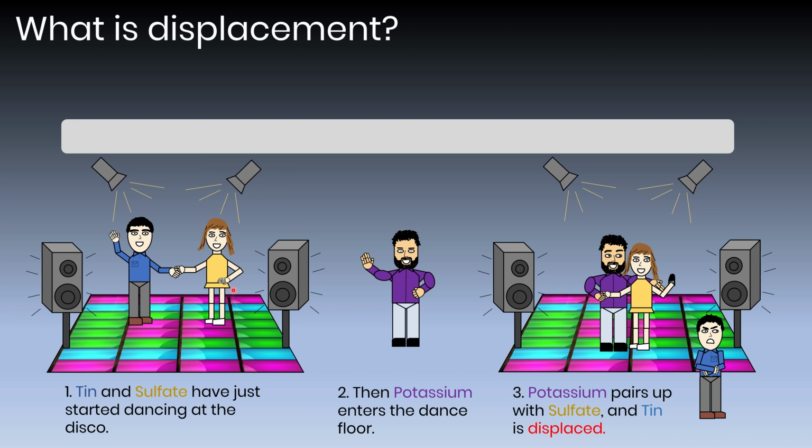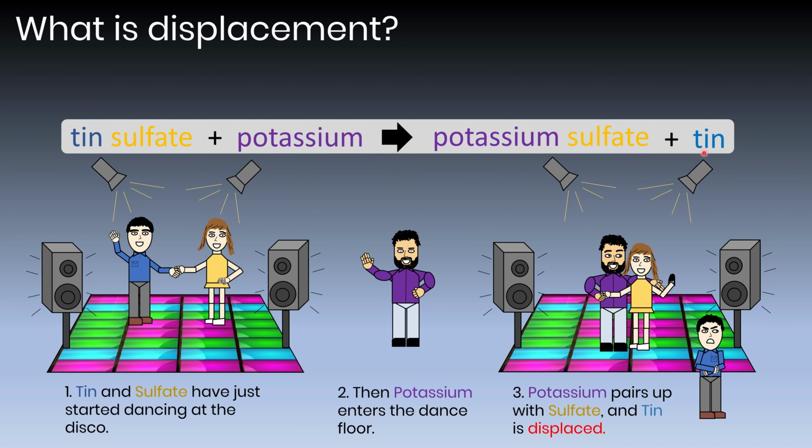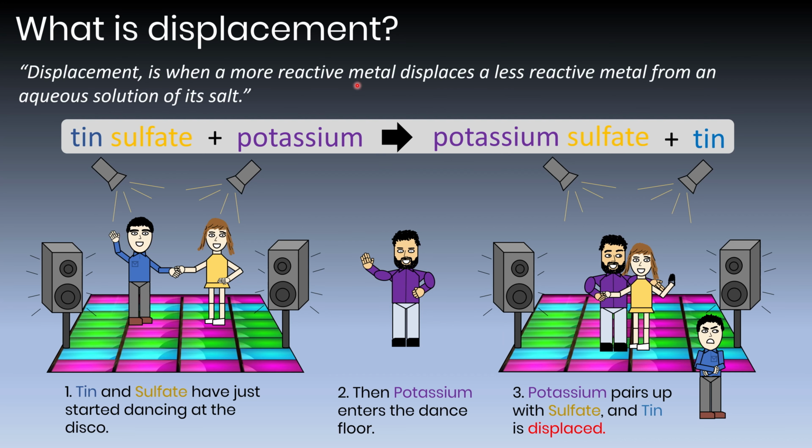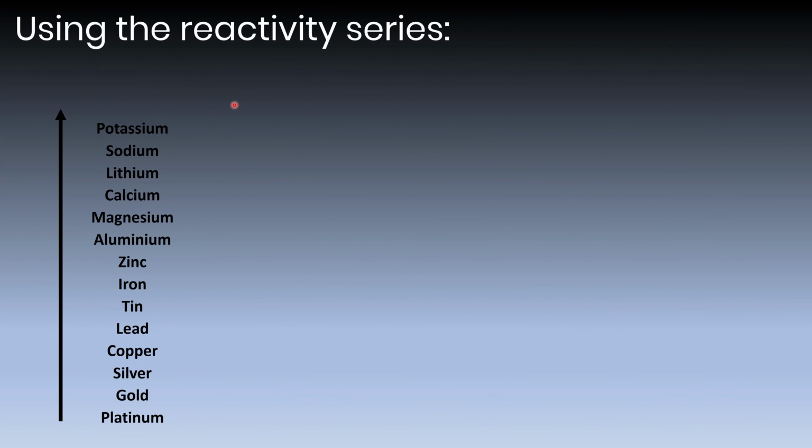So, we could summarise this with an equation. Tin sulfate plus potassium goes to make potassium sulfate plus tin. This is an example of a displacement reaction because a more reactive metal has displaced a less reactive metal from an aqueous solution of its salt. That final bit just means that these reactions take place in water. We can use the reactivity series to determine whether or not a displacement reaction will occur.